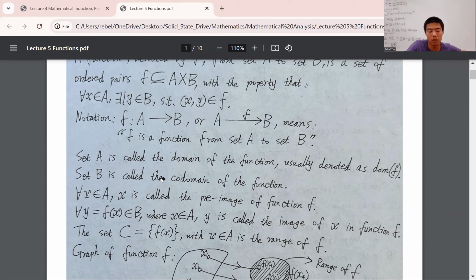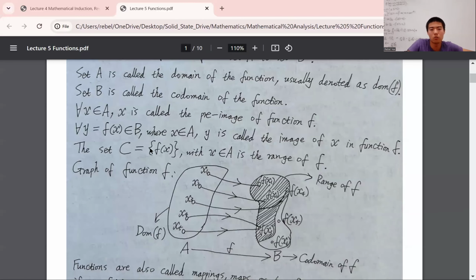And there's another terminology which is very similar to codomain. It's called range. So what is the range of a function? Let's say C is equal to all of the points f(x), with x in the set A, and it's the range of f. This means that not all of the elements in B are in C. It's only the elements in set B that can be connected with set A by function f. So the range is just a subset of the codomain.